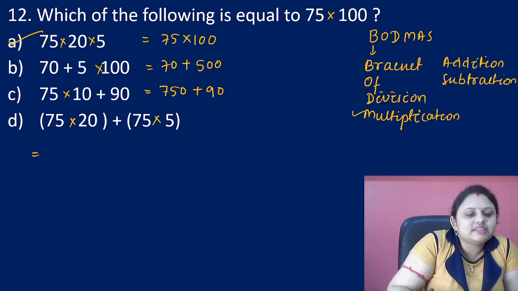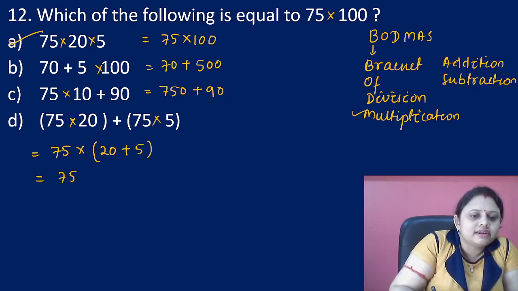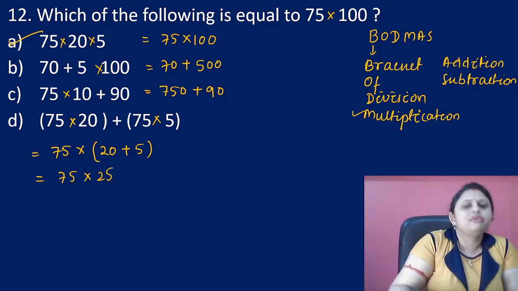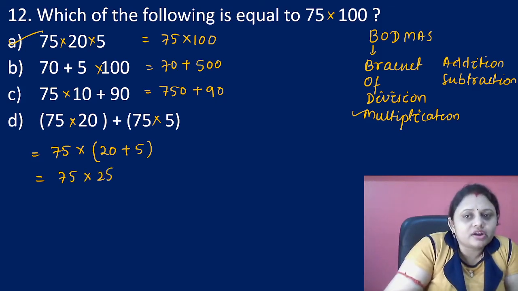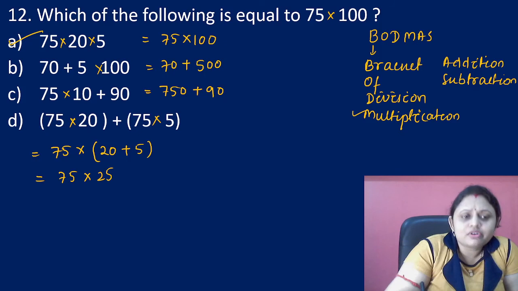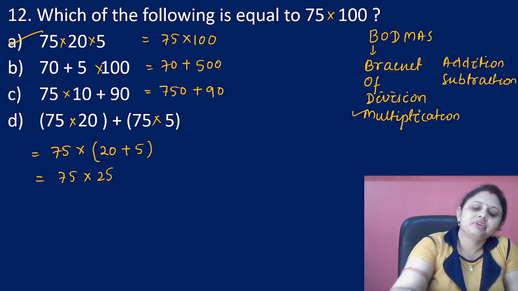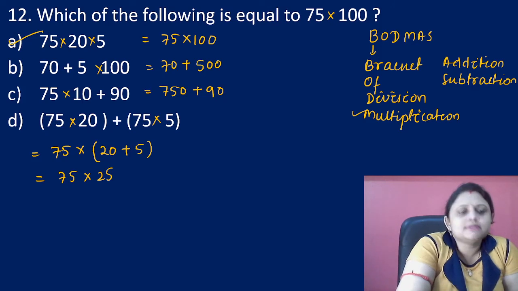So here 75, if we take it common, 75 into, what will remain? 20, here plus sign in between them, then 5. That is equal to 75 into 25. So 75 into 100 is present only in option A. These are not the correct options, but I told you about them because you will learn something from these options. Okay, let's move to the next question.